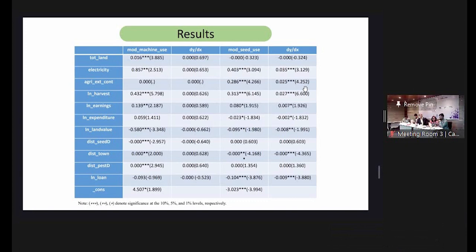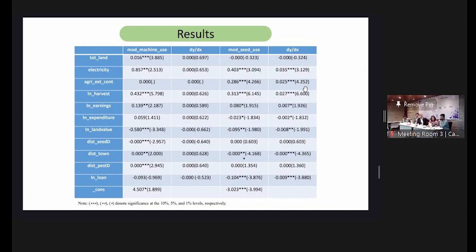Next, the first variable is total land owned by households, and it is significant for modern machine use. Why so? Because households that have a vast amount of land resources are likely to have better access to information and the financial base to adopt technology. This is why it is significant for modern machines.